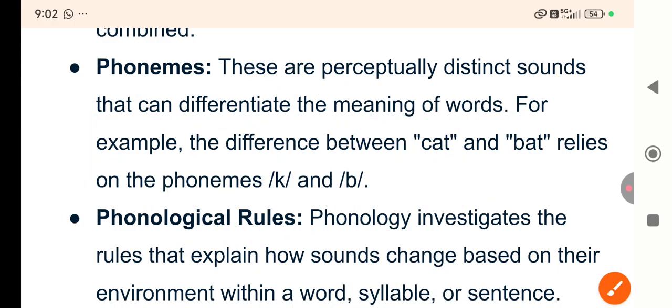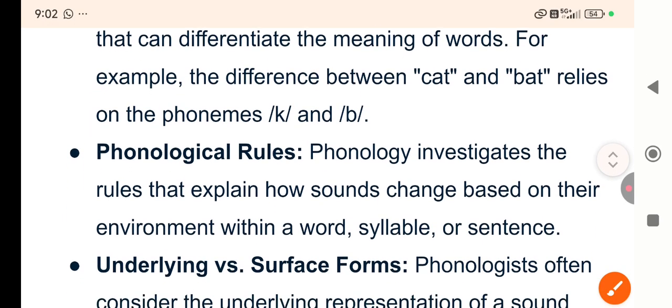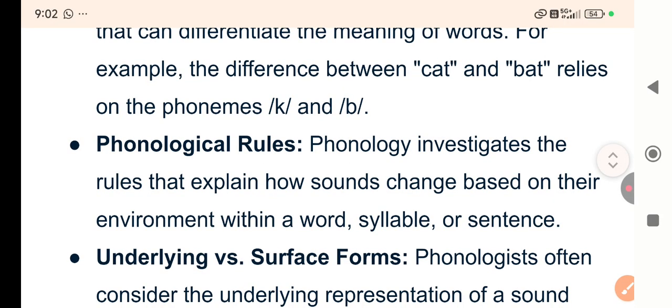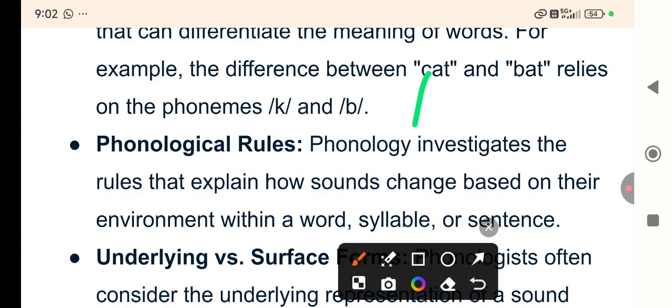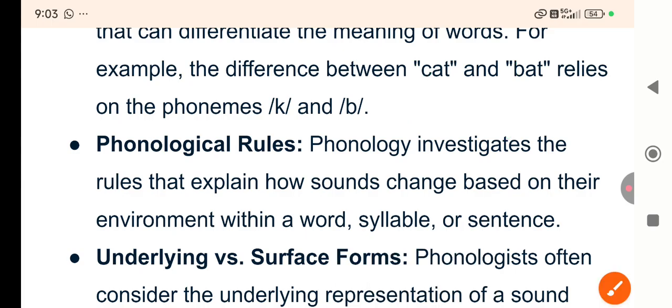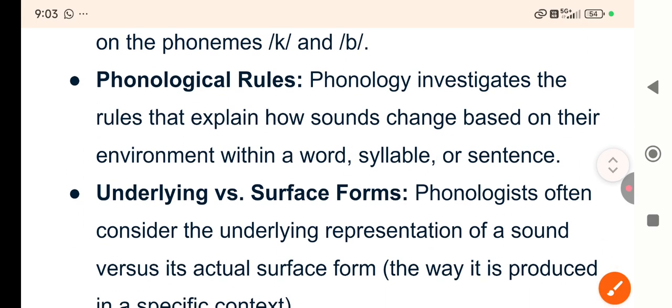So for example, the difference between cat and bat relies on the phonemes K and B, right? Just the first phoneme changes and the meaning changes. So that is called phonemes.